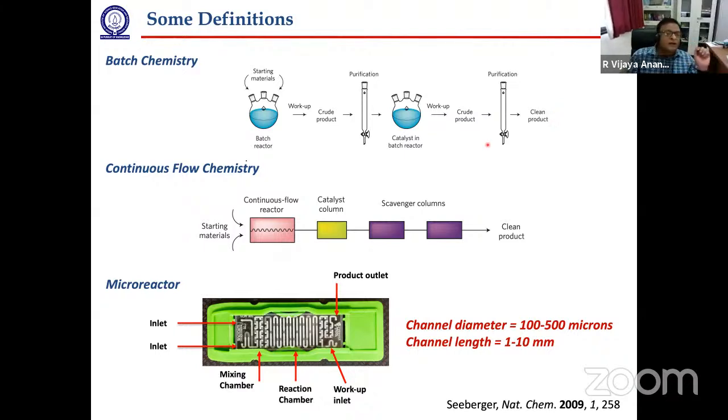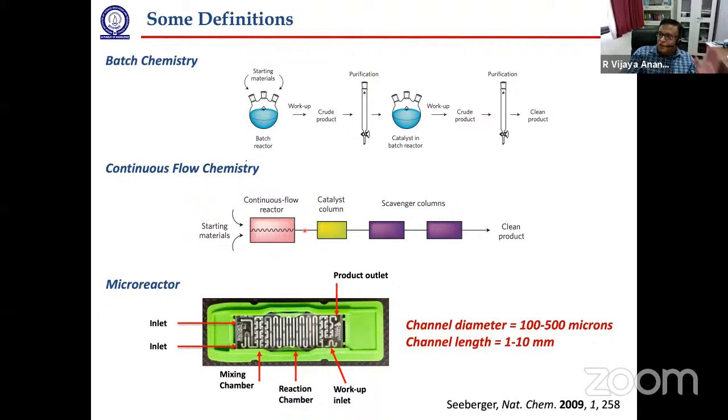Okay. So now coming to continuous flow chemistry. What we have here is a microreactor. The picture is given here for clarity. In this particular technique, what we generally do is pump the starting materials inside the microreactor, and then the reaction actually takes place in these micro channels. I will come to that in a minute. And then the product comes out from here.